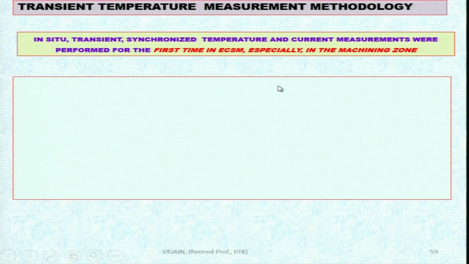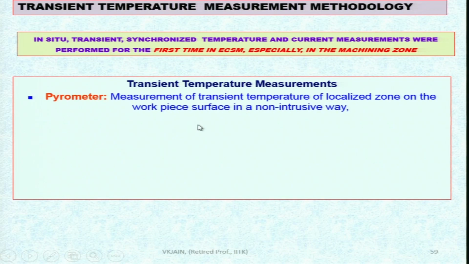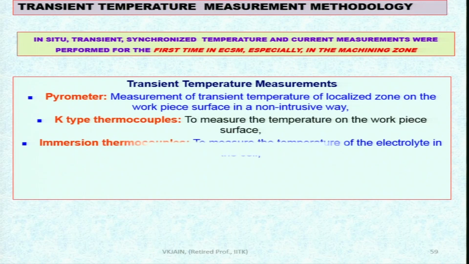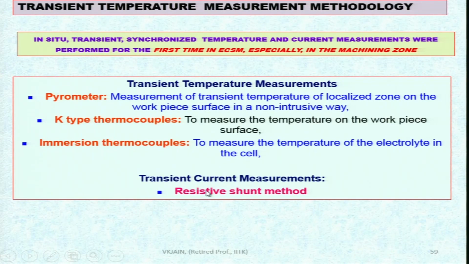Current measurement we have already discussed. Now, we will see the temperature measurement. A pyrometer was used for measurement of transient temperature of a localized zone on the workpiece surface in a non-intrusive way. Then K-type thermocouples were used to measure the temperature on the workpiece surface. Immersion thermocouples were also used to measure the temperature of the electrolyte in the cell. And for transient current measurement, the resistive shunt method was used. So, you can see three different types of thermocouples are used for measuring the temperature at different locations.